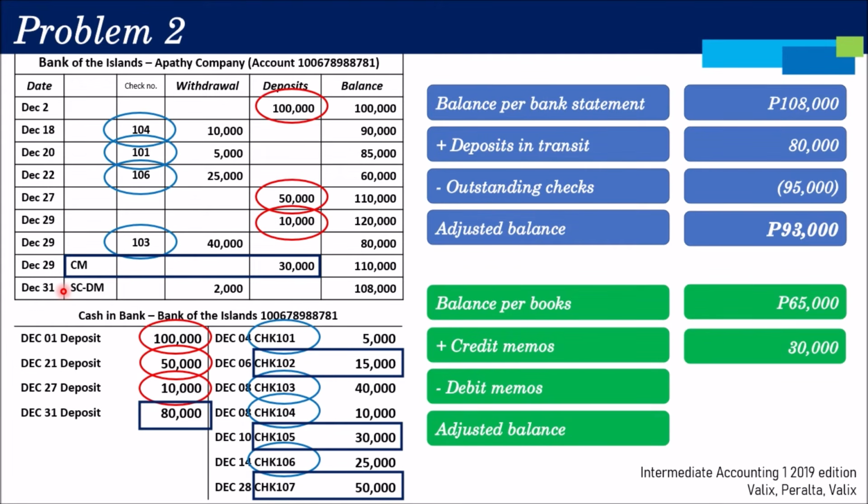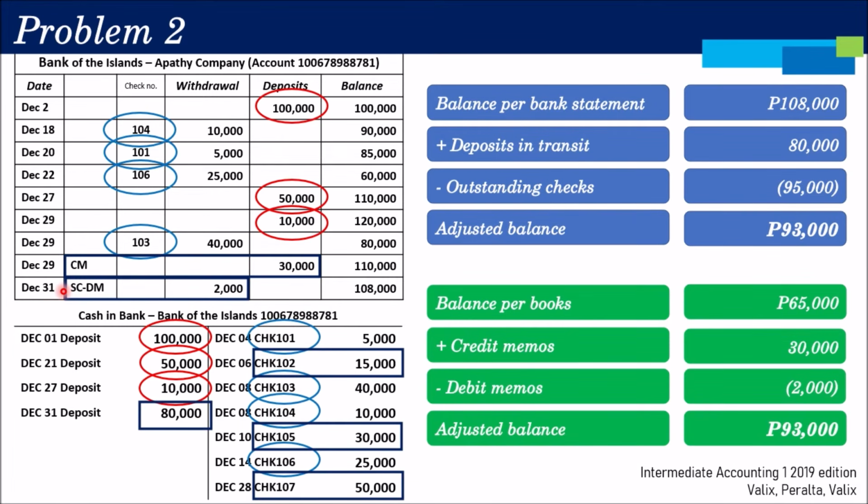Ibig sabihin, debit memo na dahil sa service charges. So, chinarge daw po tayo ng company ng 2,000 pesos. So, debit memo po is 2,000. Our adjusted balance is 93,000. Okay, so ganyan po ang gagawin nyo ha.